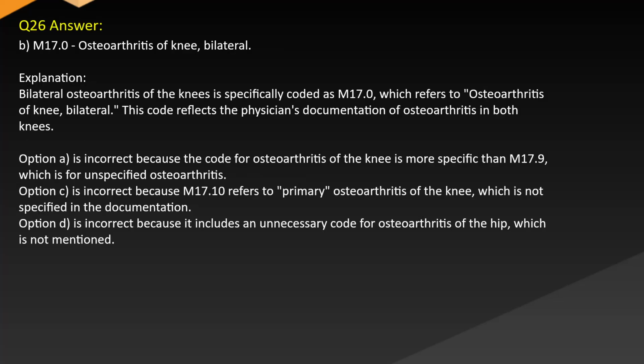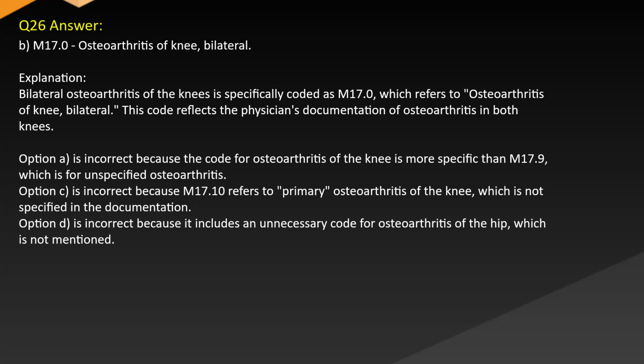Answer B. M17.0, osteoarthritis of knee, bilateral. Explanation: bilateral osteoarthritis of the knees is specifically coded as M17.0, which refers to osteoarthritis of knee, bilateral. This code reflects the physician's documentation of osteoarthritis in both knees.